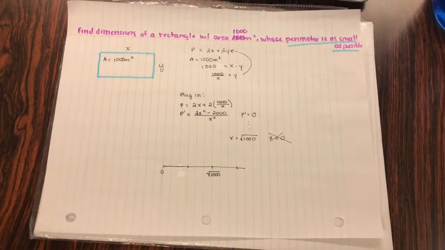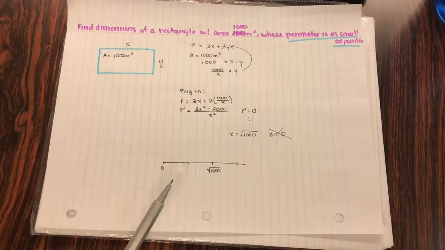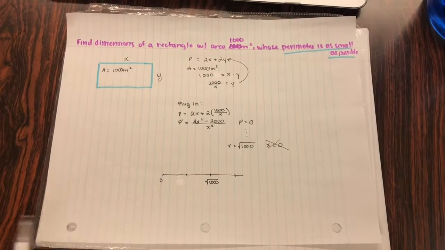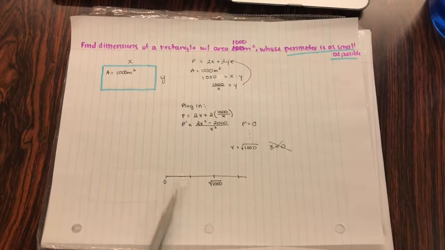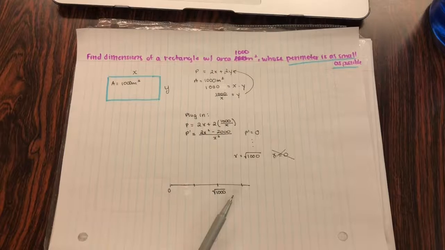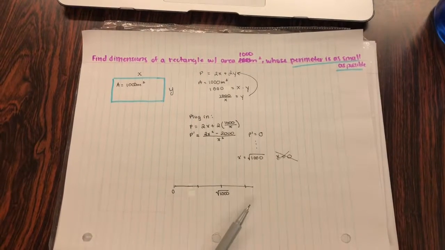The way that I like to go about this is to draw a simple number line, where we put the square root of 1,000 in the middle. What we're going to do is test values less than the square root of 1,000, plug them into the derivative equation, and then also test values greater than the square root of 1,000.